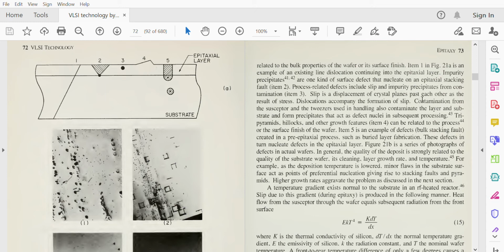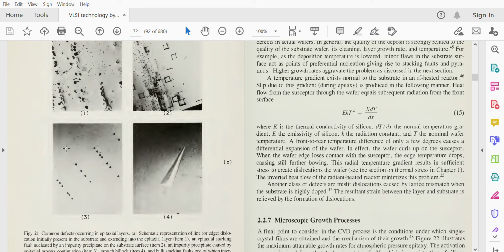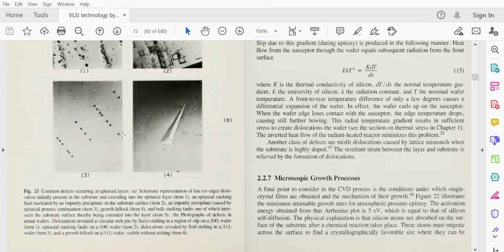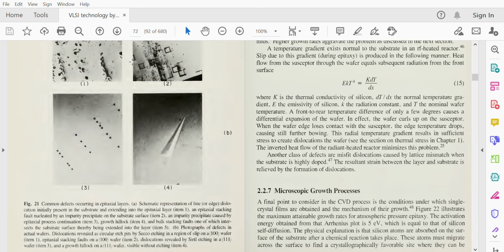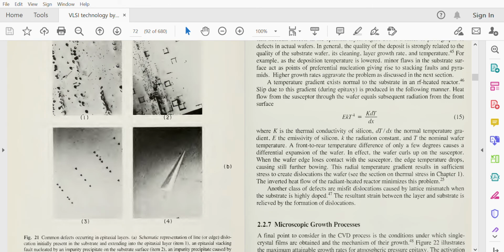Dislocations accompany the formation of slip. Contamination from the susceptor and the tweezers used in handling also contaminates the layer and substrate and forms precipitates that act as defect nuclei in subsequent processing. Tripyramids, helices, and other growth features can be related to the process or the surface finish of the wafer. Okay, so these are the different kinds of defects which are shown, item number 1, 2, 3, 4. These are the defects which are grown over the surface of the epitaxial layer. Okay, I'm not going into more details of this.